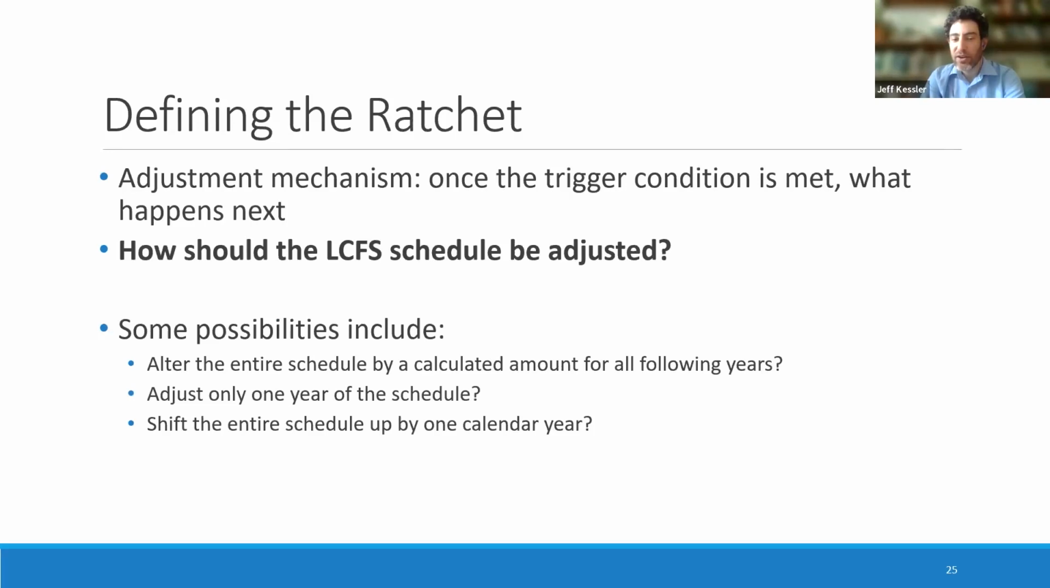CARB has received comments relating to this, which has included suggestions such as adjusting the schedule by a flat percent or adjusting the schedule by a calculated percent or defined schedule. In addition, there have been suggestions to keep the adjustment in perpetuity, as well as to only institute an adjustment for a short period of time before going back to the non-adjusted benchmark schedule in the following years.